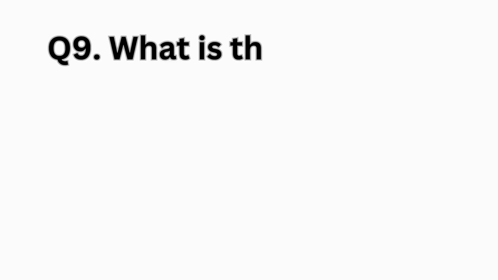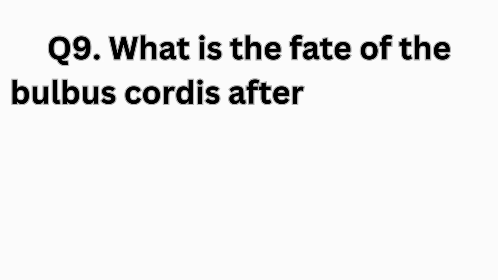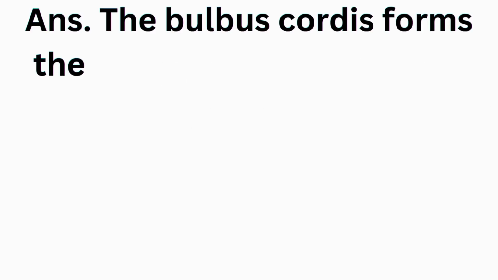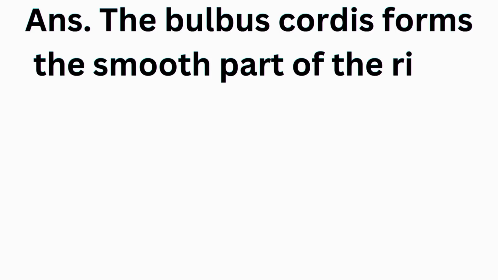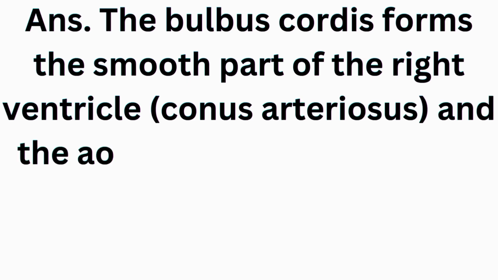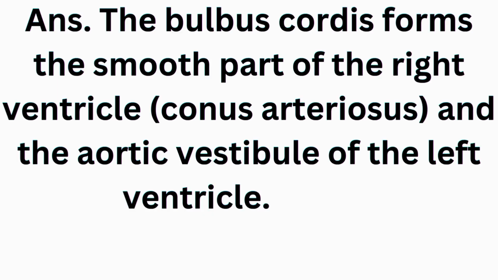Question 9. What is the fate of the bulbus cordis after the looping stage? You may pause the video now, and here comes the answer. After the cardiac looping stage, the bulbus cordis is divided into 3 distinct segments. Proximal third forms the trabeculated, the rough part of the right ventricle.